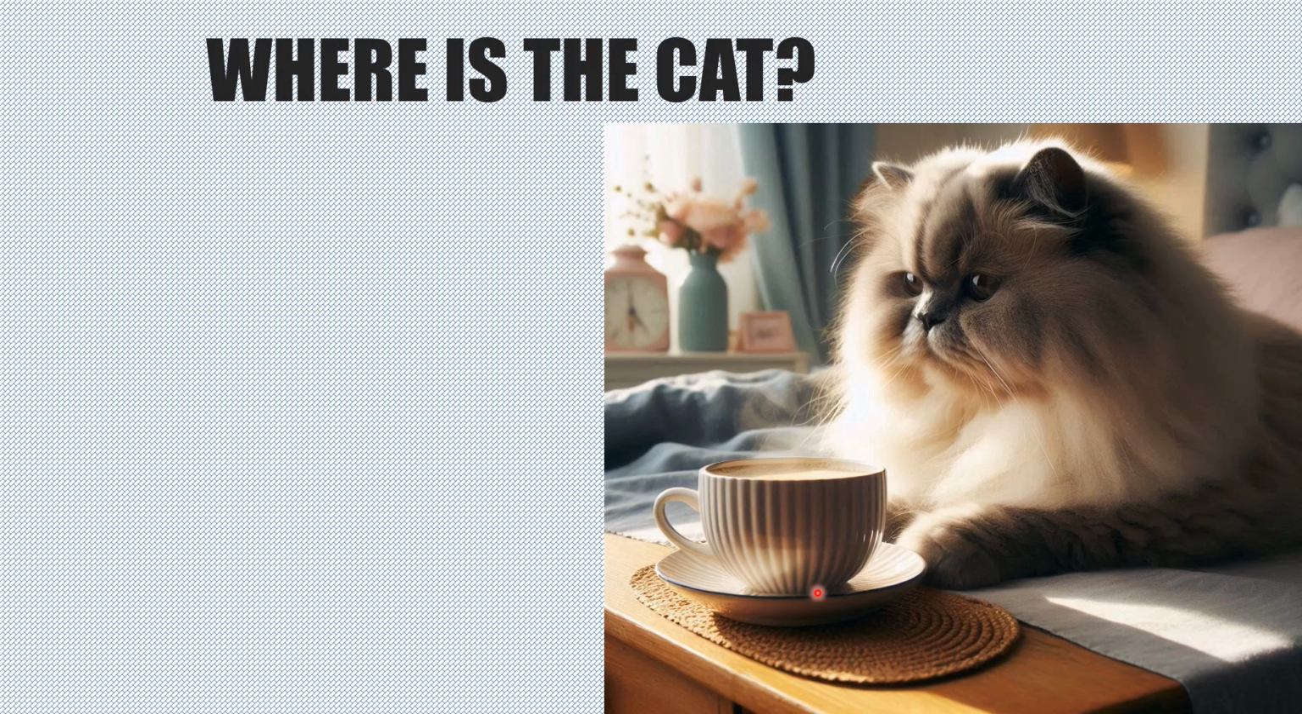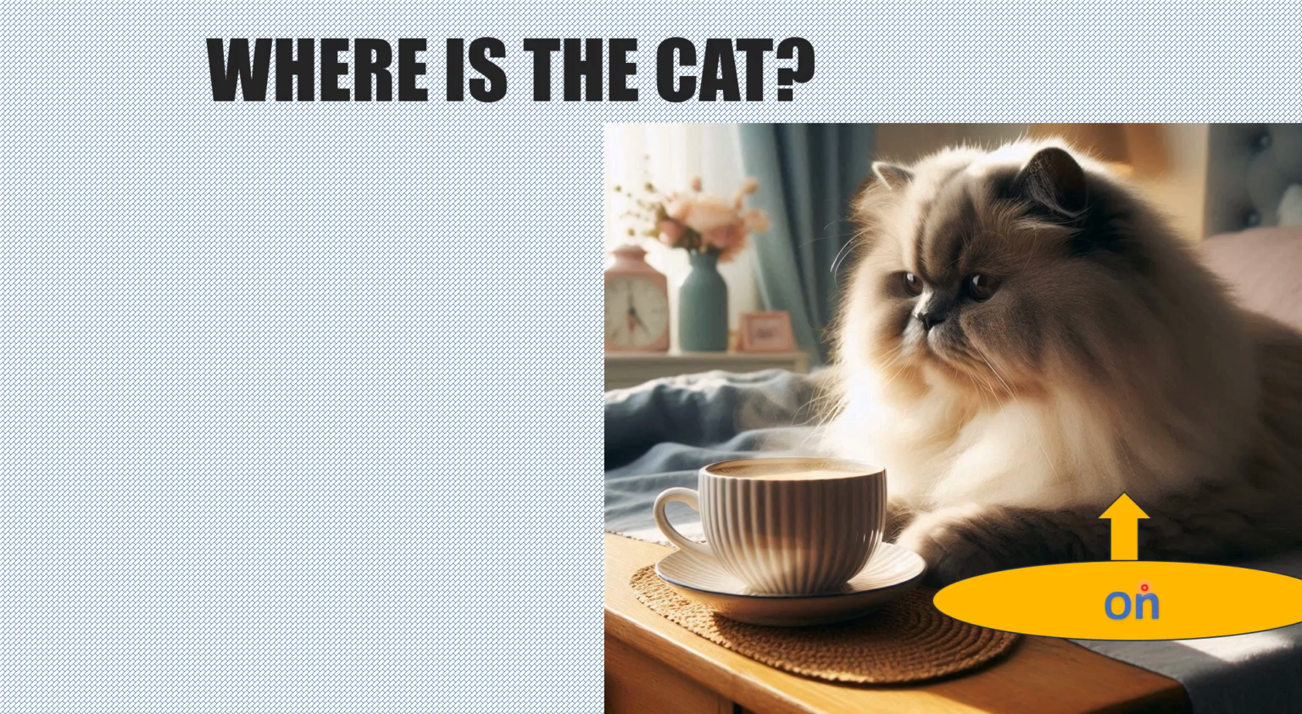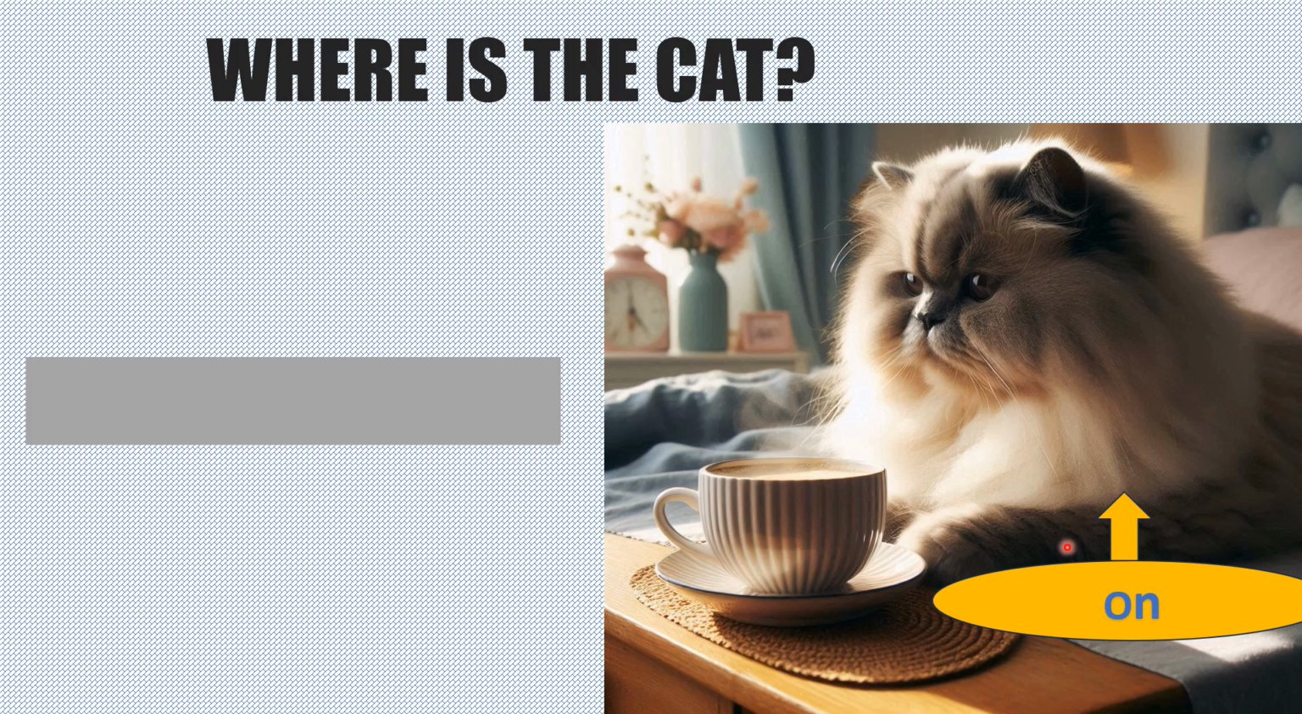Here we have a question. Where's the cat? As you can see, the cat is on the table. We use the preposition on when there are two elements in contact.